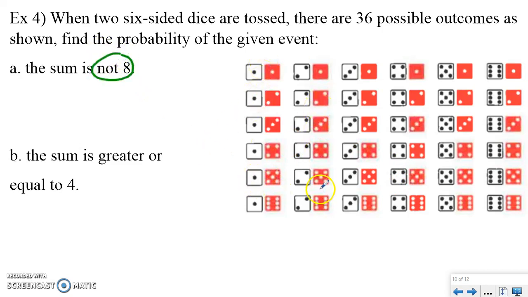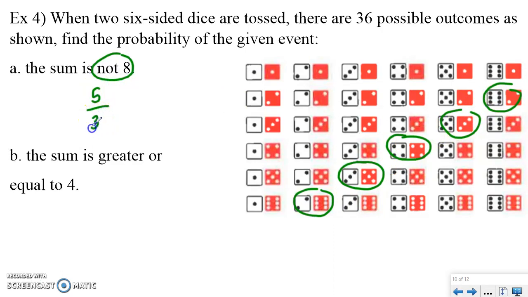So I have 8 here, 8 here, 8 here, here, and here. So there's 1, 2, 3, 4, 5 cases where the sum is 8. So 5 out of 36. If I subtract that from 1, we actually find when it would not be 8. Okay, so we're kind of doing the opposite there and then subtracting it from 1. So if you remember how to subtract fractions, 1 minus 5/36 is really 36 minus 5, which is 31 out of 36. Or, as a decimal, 0.861.